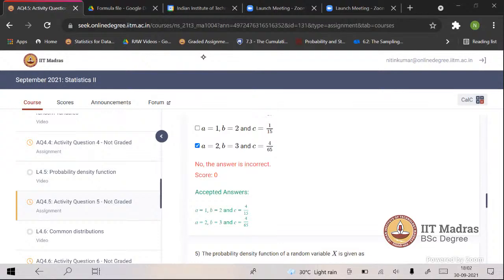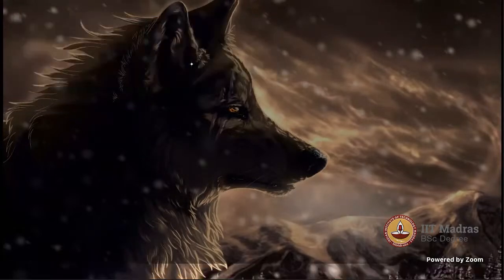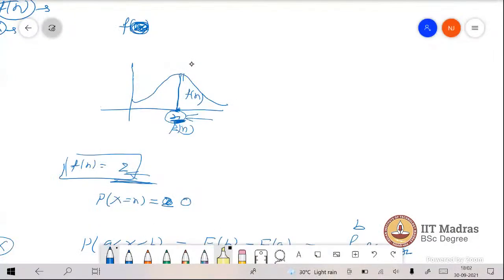Clear? Any doubts in this? My point is only that you should not take this as probabilities. This is not the probabilities. This is how dense the probabilities are around that point.